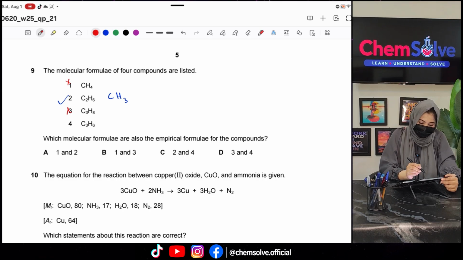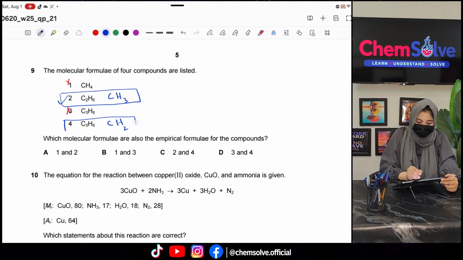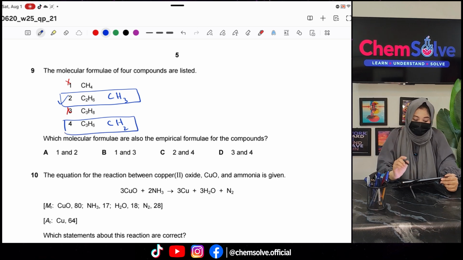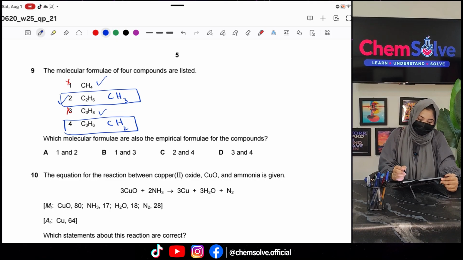And C3H6, it could be simplified as CH2. So these two have different molecular formulas and empirical formulas. In blue color, I wrote their empirical formula while their molecular formula are already written. But these two, CH4 and C3H8, their molecular and empirical formulas are the same. So clearly our option is B.